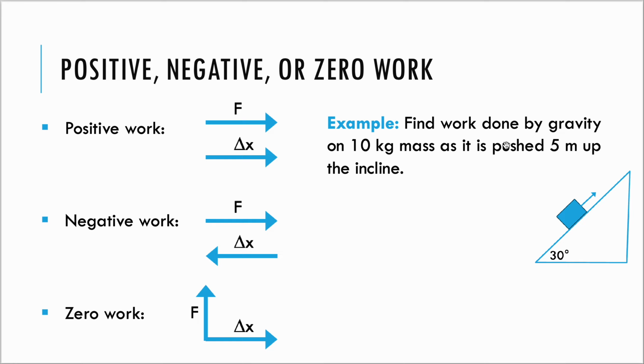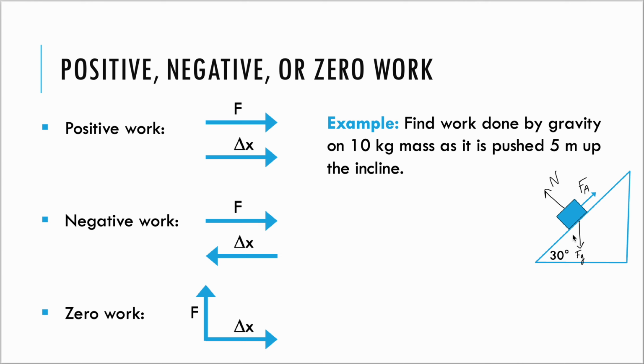Let's look at an example. Find the work done by gravity on a 10 kilogram mass as it is pushed 5 meters up the incline. So we look at this object here, it's pushed up. Let's look at the forces acting on it. There's an applied force to the right. Because it's on an incline, there's a normal force perpendicular to the incline, and the object has a weight going straight down. A lot of times you're going to be asked for the work done by a specific force.